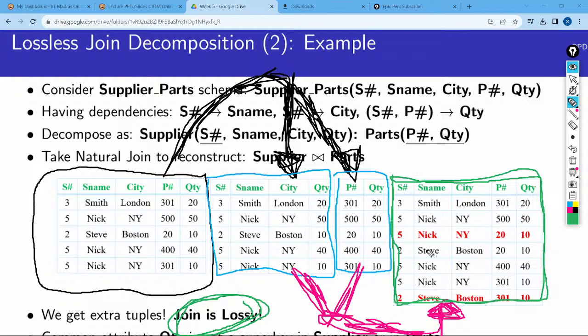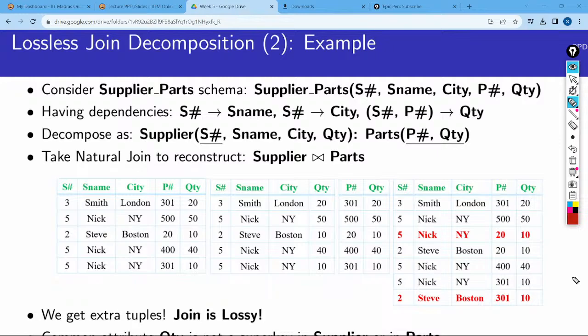The join is lossy because while you performed a natural join on these two, we got two different tuples which never existed in the original table. In the original table, do you find Nick NY 2010? No, Nick NY 2010 doesn't exist. Steve Boston 301? No, Steve Boston 301 doesn't exist. So these are the two tuples that got added and are useless and make the table lossy. Let's move forward.